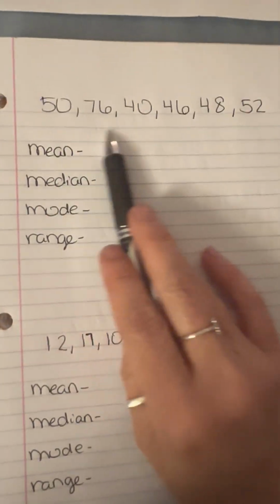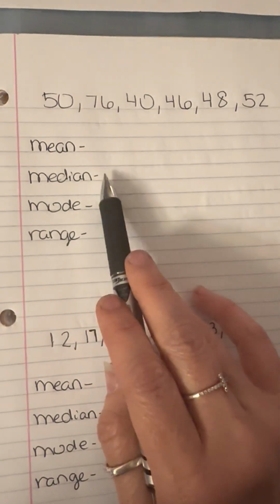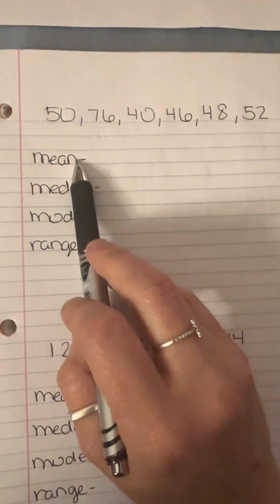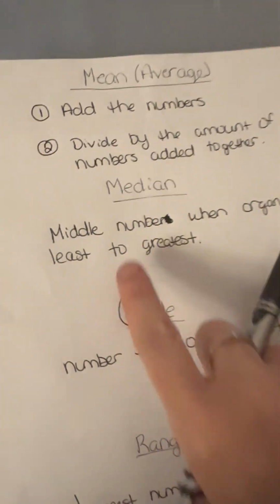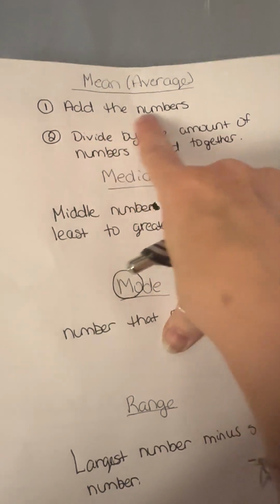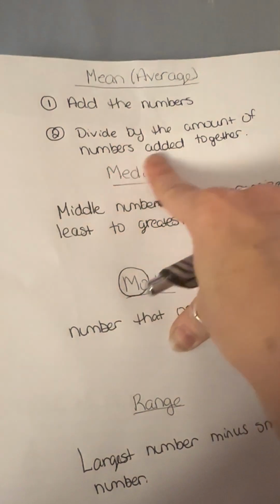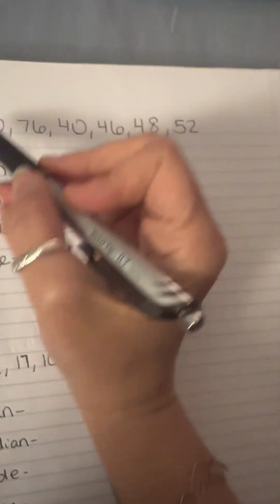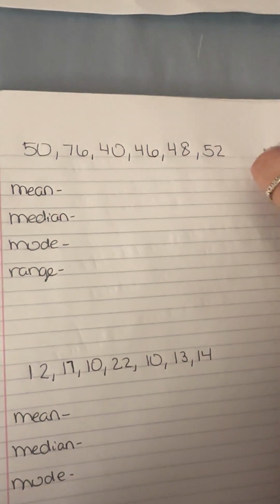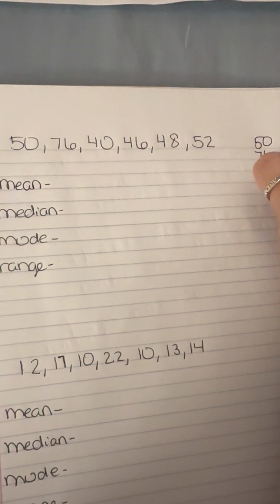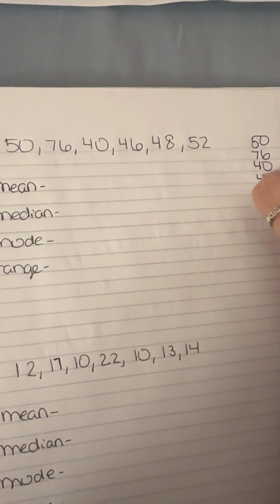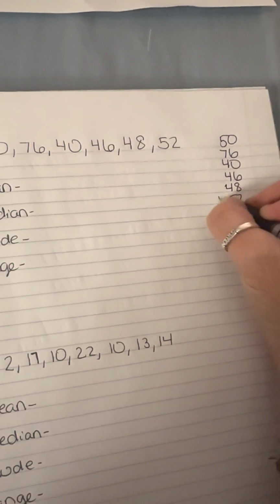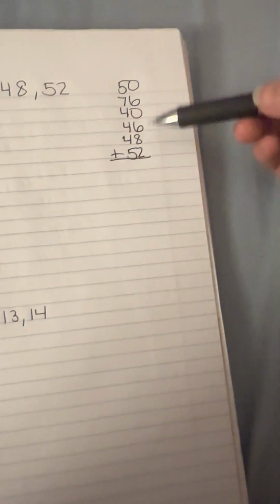So here's my data set, and we're going to find the mean, median, mode, and range. Now for the mean, as I mentioned, it is a two-step process. We're going to add the numbers, then divide by the amount of numbers added together. So I'm going to take my numbers here, and I'm going to add them together. Make sure when you're rewriting them vertically that you're lining up for your place value.